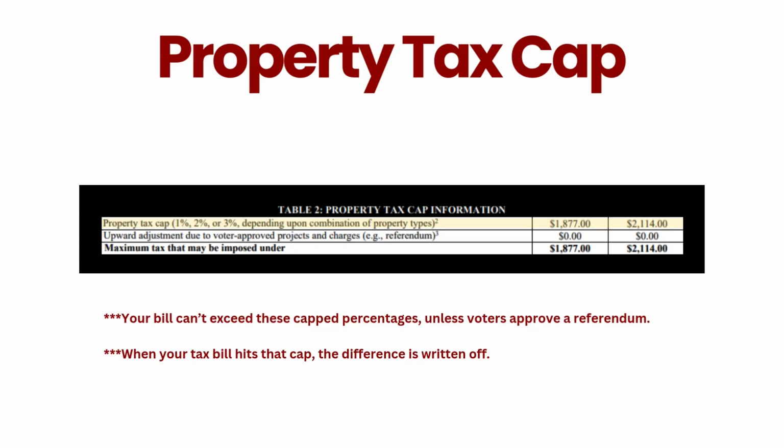When your tax bill hits that cap, the difference is written off. This is called a circuit breaker credit. The taxpayer gets a discount, but schools and other local units receive less than what was originally billed. In Danville, this tax cap loss resulted in the schools receiving over $500,000 less in 2025 than what we would have brought in if the full tax amount had been collected. That shortfall can make it challenging to fund all the services our students rely on.